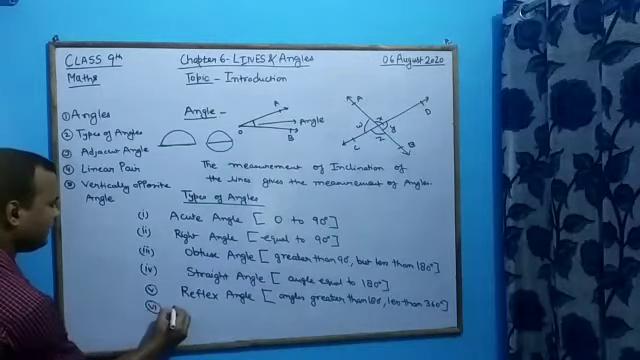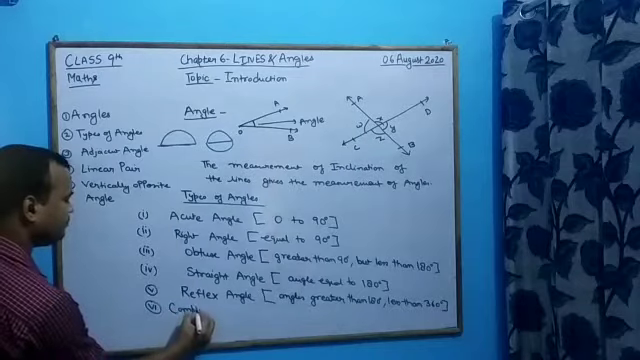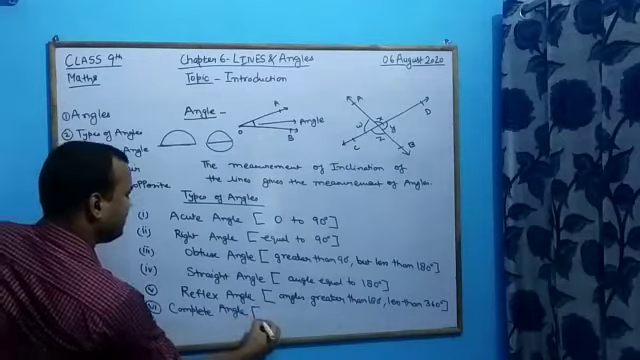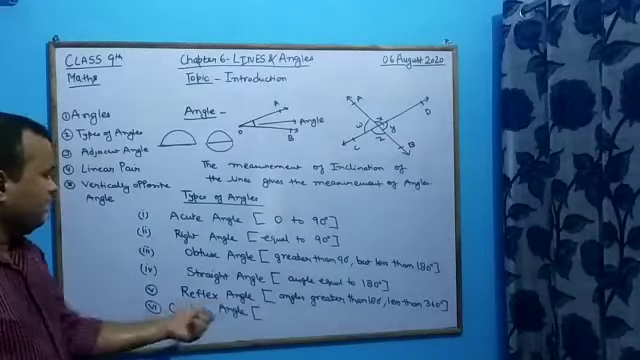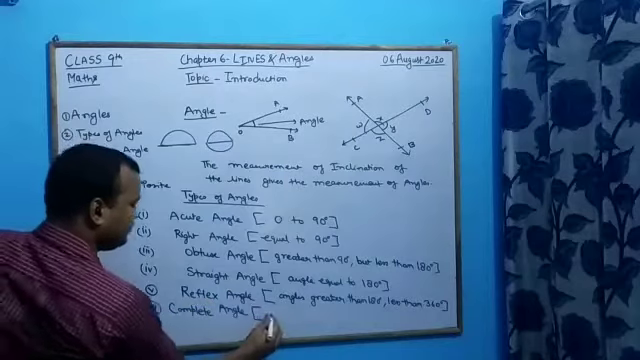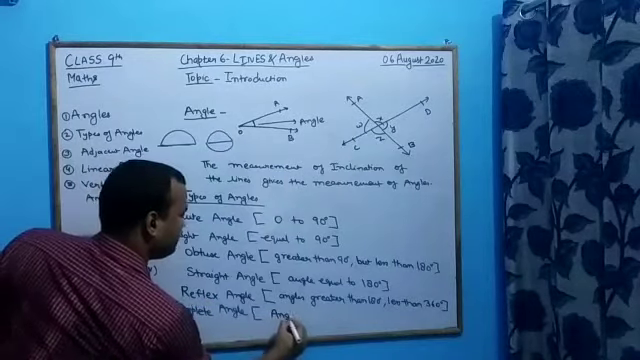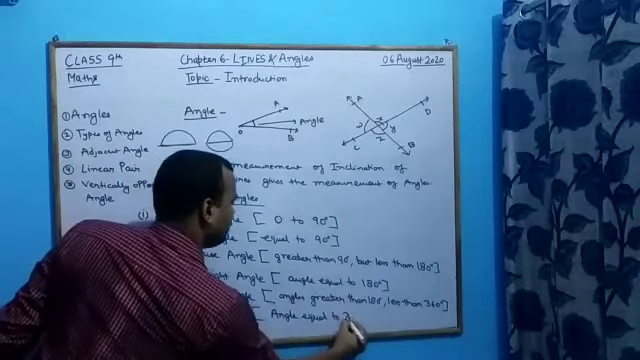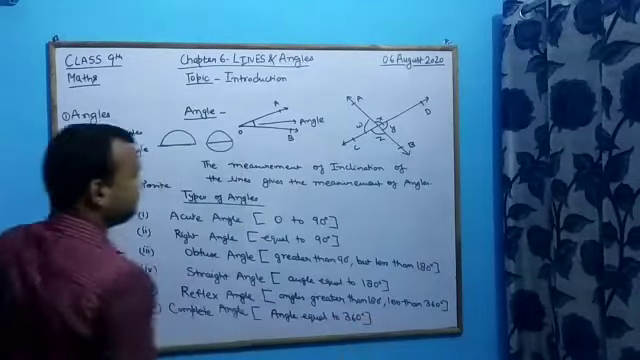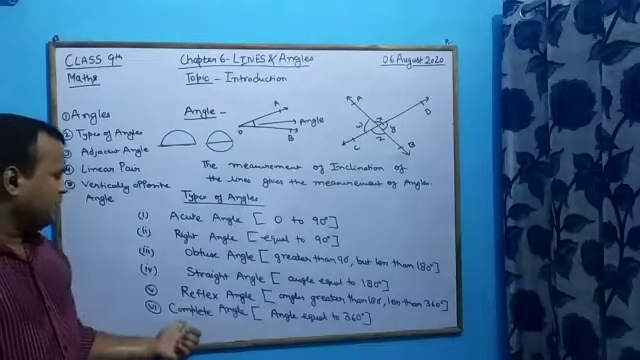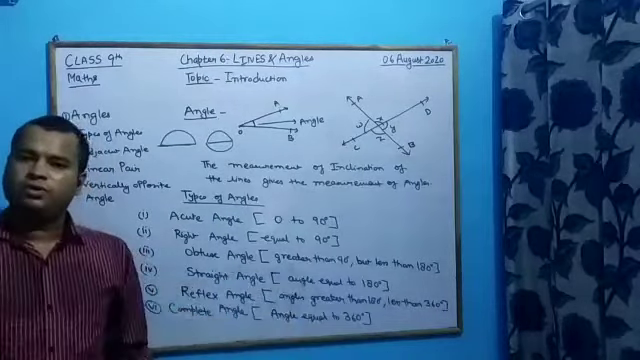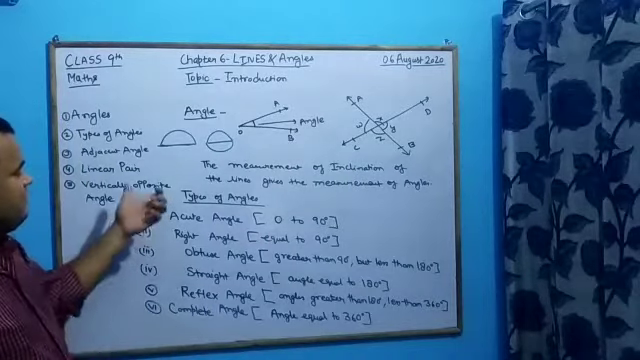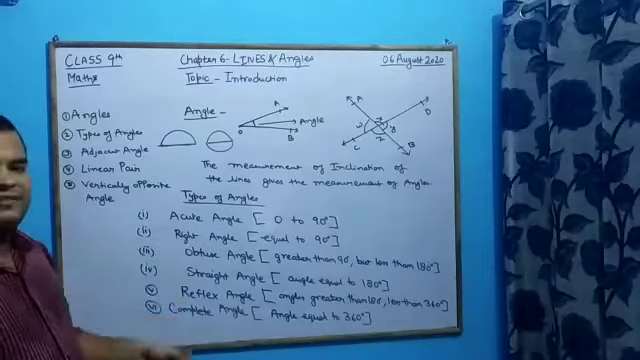Now the last angle is the complete angle. What is a complete angle? A complete angle itself says that it is complete, that is, an angle equal to 360. Complete angle means an angle that is equal to 360. So here we have discussed how many types of angles there are.